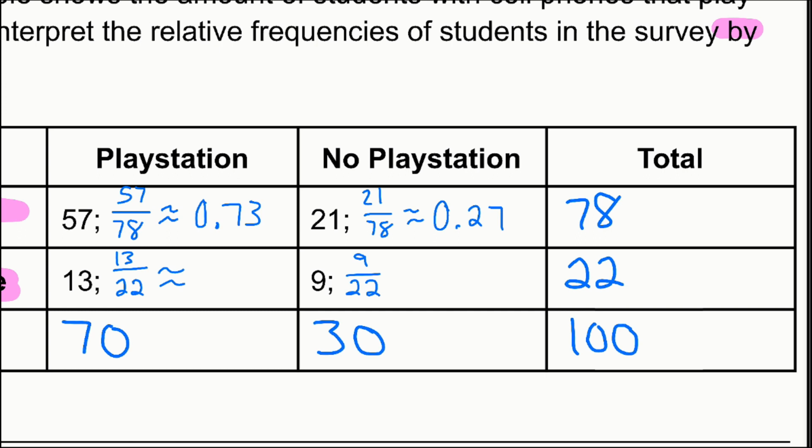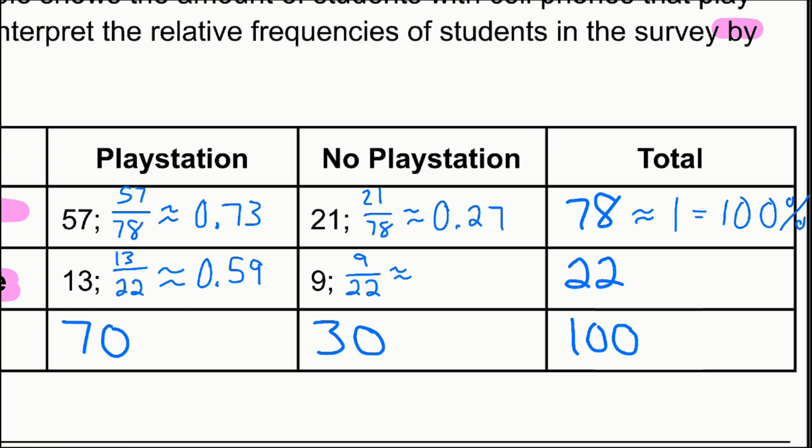And 0.27 plus 0.73 is 1. So this is going to be 1, which is 100%. Okay, so your relative frequencies will add up to 100%. If I do the bottom one, 13 out of 22, that gets me about 0.59. So I would expect this next one to be 0.41.